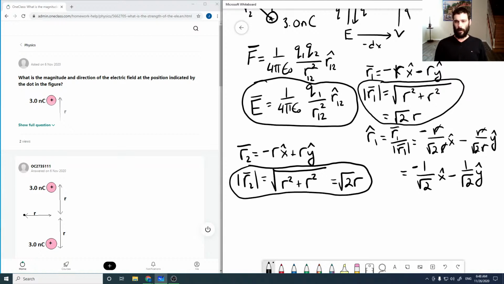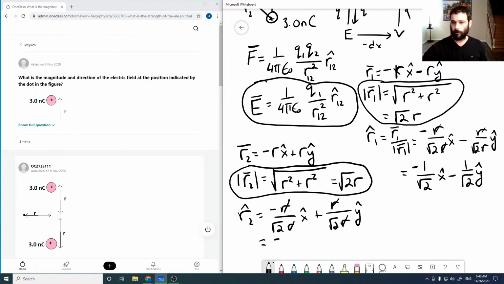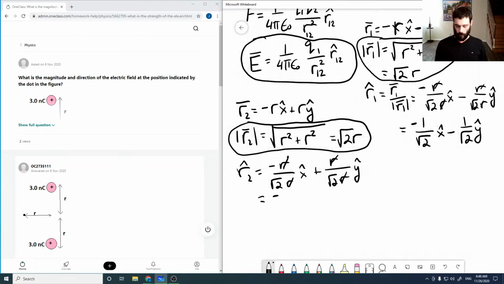Okay, and so then the R2 hat vector is again minus r over root 2r x hat plus r over root 2r y hat. The r's are going to cancel, and so R2 hat is minus 1 over root 2 x hat plus 1 over root 2 y hat.